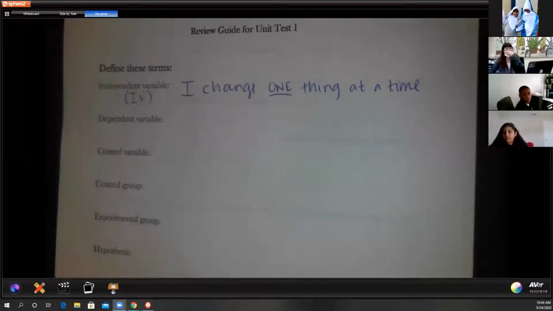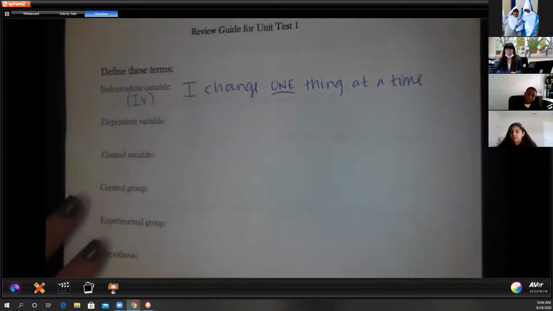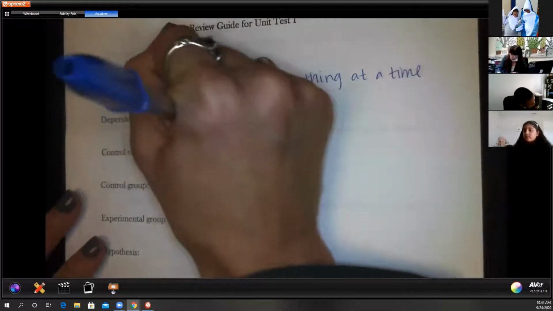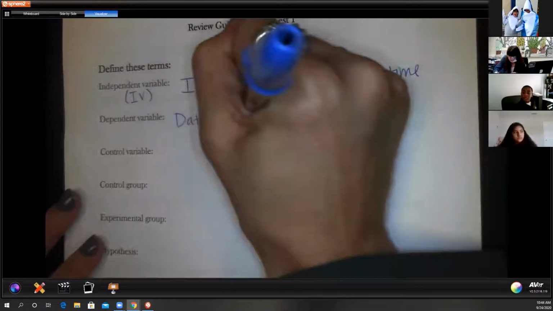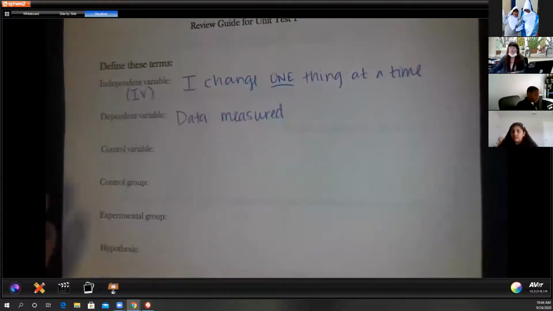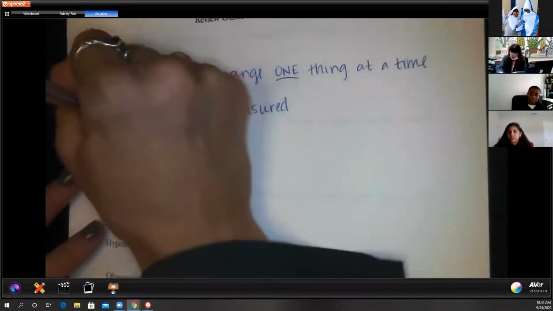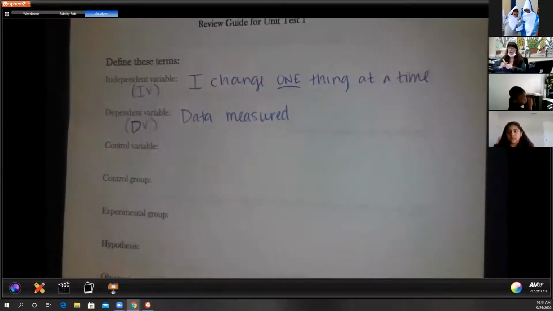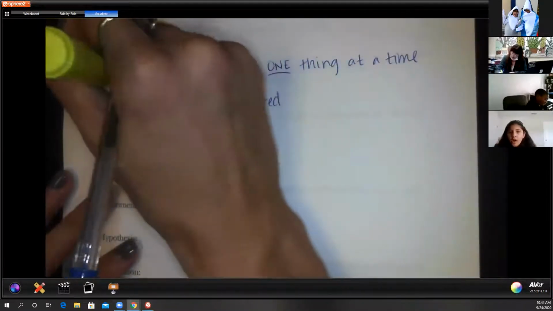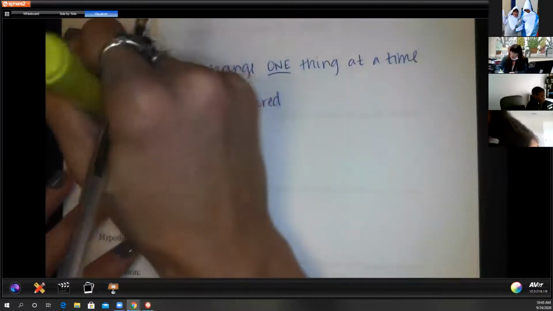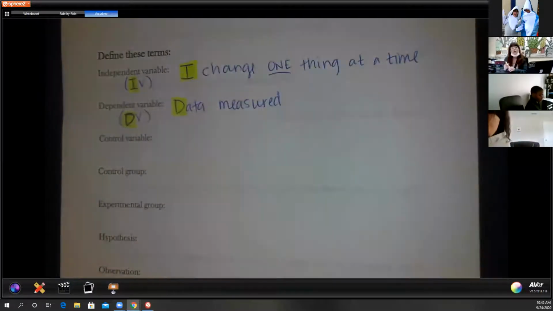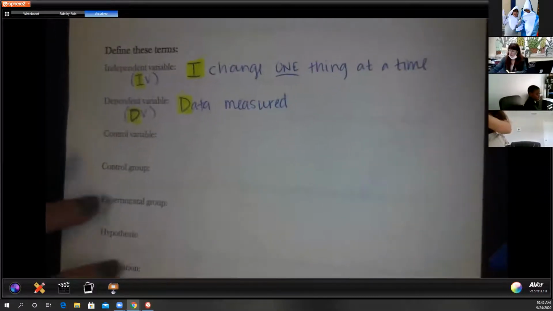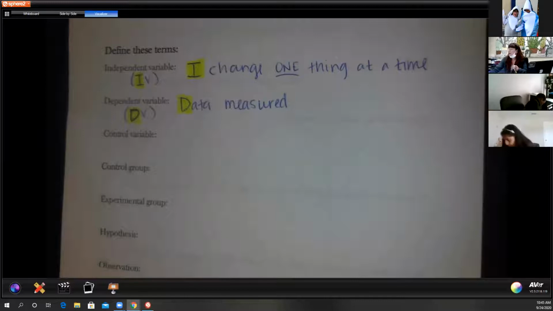All right, so our independent variable is what I change. I only change one thing at a time. What's the dependent variable, Audrey? The one variable that gets measured. Yep, it is the data that is measured. You're right. If you wrote something else, that's fine. I'm just using those same tricks. Remember the D in data, and the I in I change. Is there anything else that you think we should write for those variables?